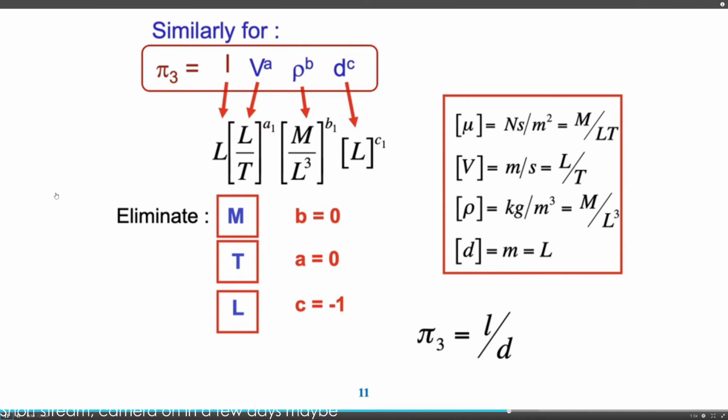Okay. So similarly for the third pi group, if you look at this, this is L, length. So I think there is no mass and time involved. So you only have this term, right? By inspection, you can write this is the third pi group, L divided by, this has to be 0, this has 0, you can only divide it by this term D. So this is dimensionless. Now you can write L over D or D over L.